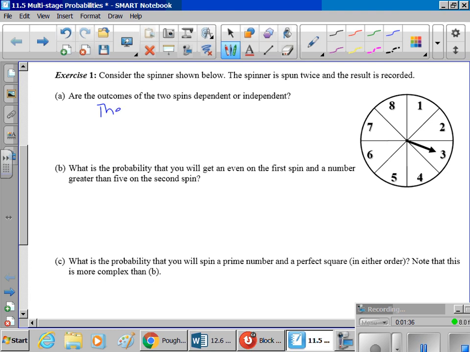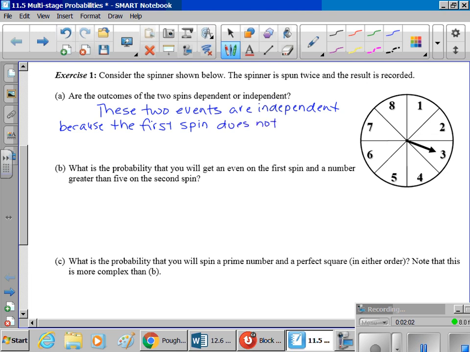These two events are independent because the first spin does not affect what happens in the second spin. Always explaining yourself is a good thing.